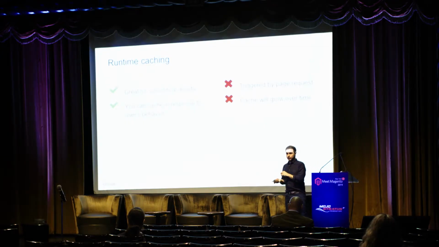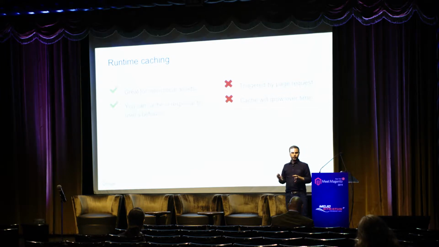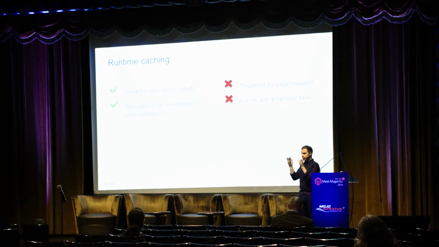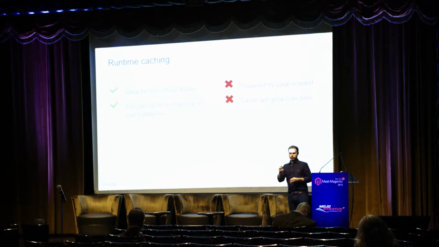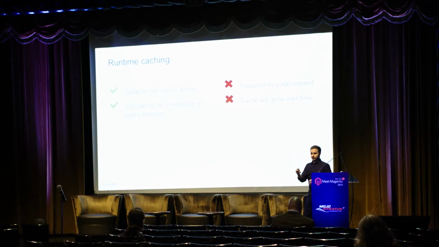Runtime caching, we said, is great for non-critical assets. So for example, most of you guys come from the e-commerce world. If I go to a product page and I have to see the hero image, that's actually an asset that's not critical. It's not part of the version of my site. So there you can apply a runtime caching strategy.